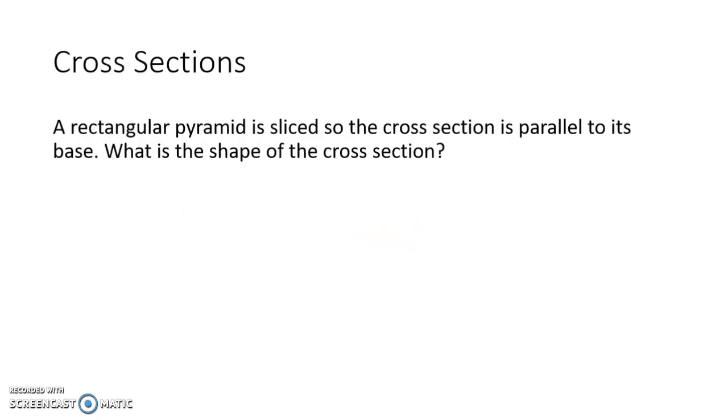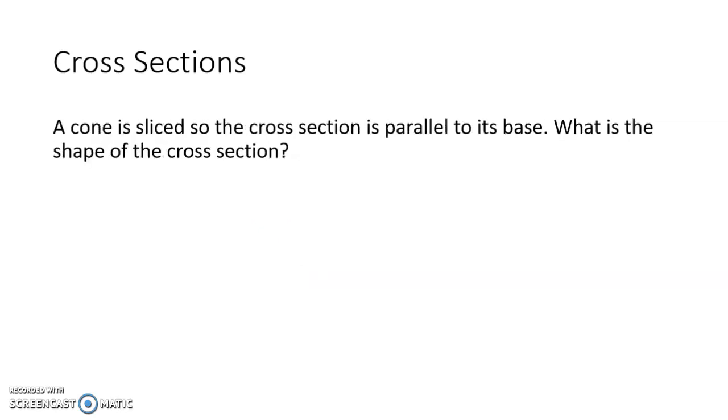Okay, and then next up is cross sections. So make sure you guys have our notes on cross sections as well. If a rectangular pyramid is sliced so the cross section is parallel to its base, the shape of the cross section will be a rectangle. Remember, if it's parallel to the base, it's going to be whatever the base shape is. For this one, a cone is sliced so that the cross section is parallel to its base. Remember that the base of a cone is a circle, so that means that it will become a circle.